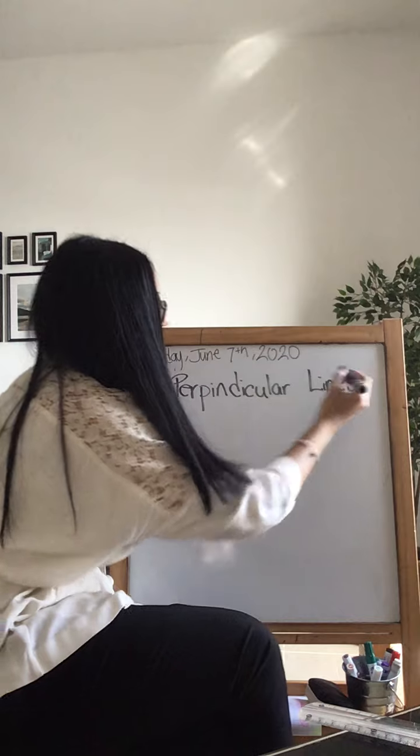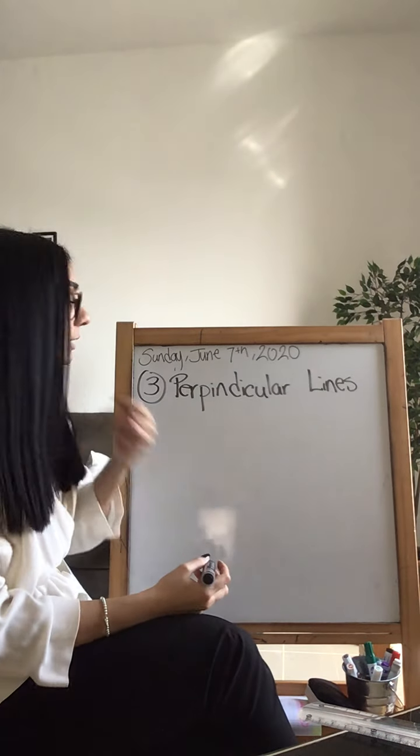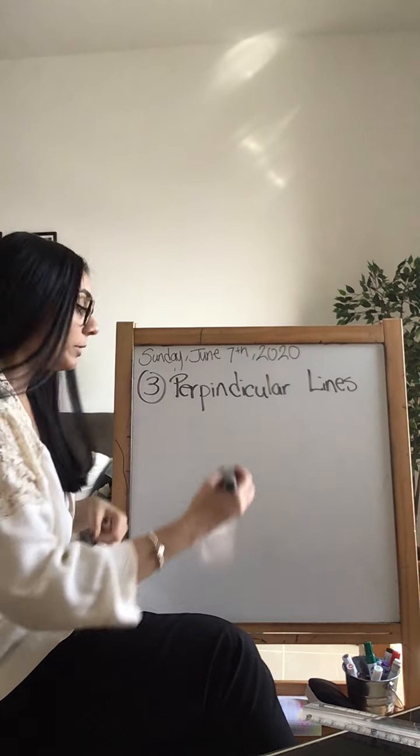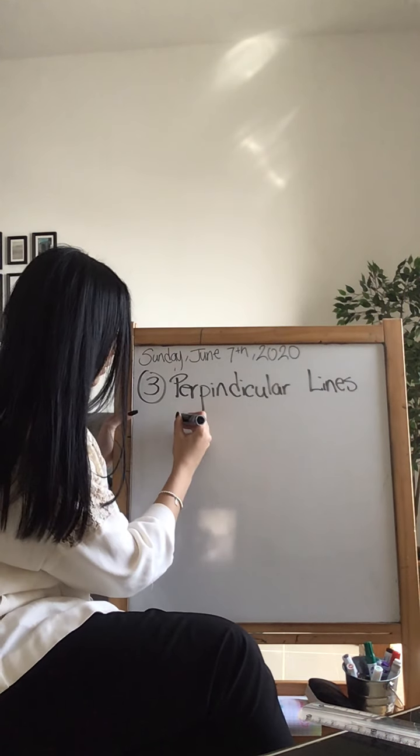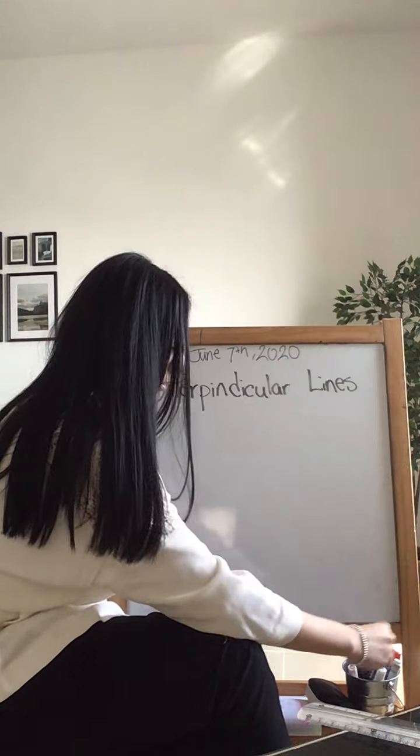And this is a very important type of line because it really helps, like I said, for the grade 6 lessons that you will be learning. So this is, okay, yes, let me get a different marker.